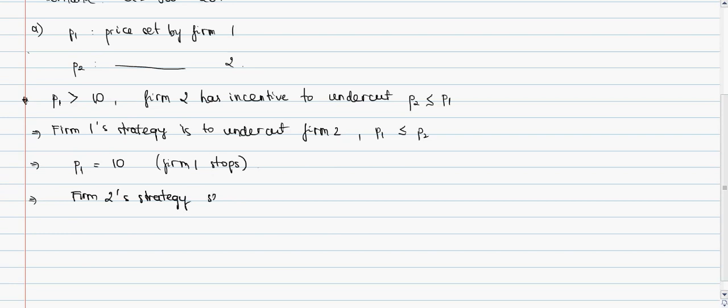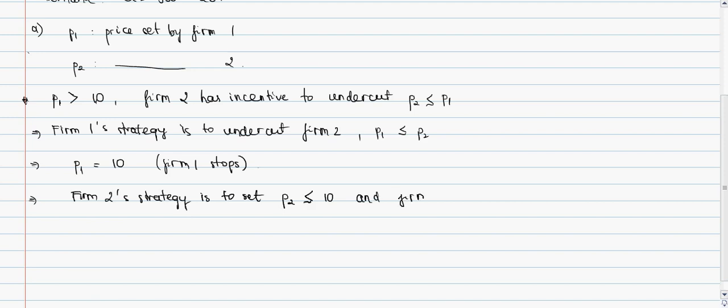Now firm 2's strategy is to set P2 a little bit smaller than 10. It's very little smaller than 10, for example, 9.99, something like that. So long as it's smaller than 10, firm 2 will be able to capture the whole market. And since the price is still bigger than the marginal cost, the firm is making a profit.